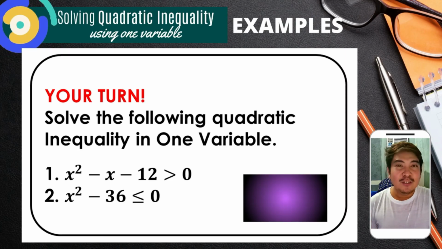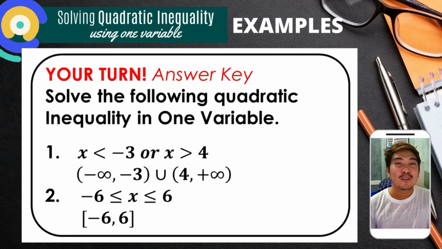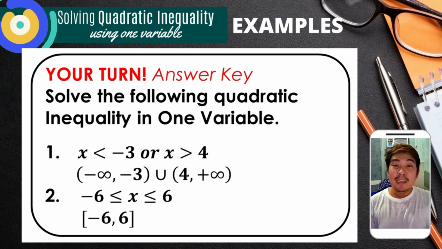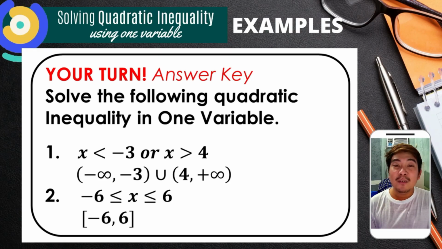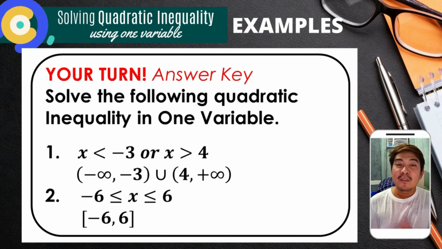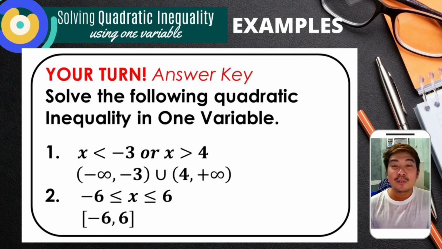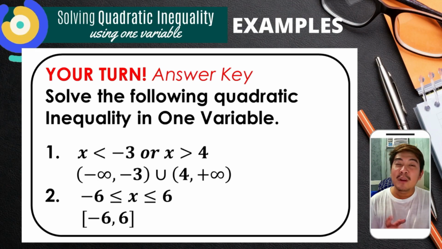So what are your answers? So let us see kung tama ba yung sagot mo. For number 1, we have x is less than negative 3 or x is greater than 4. Or it can be written in interval notation, negative infinity, comma, negative 3, open interval, union, open interval 4, comma, positive infinity. So meaning that negative 3 and 4 are not included in the solution set. So therefore, if you will be graphing them, the dots should be open.